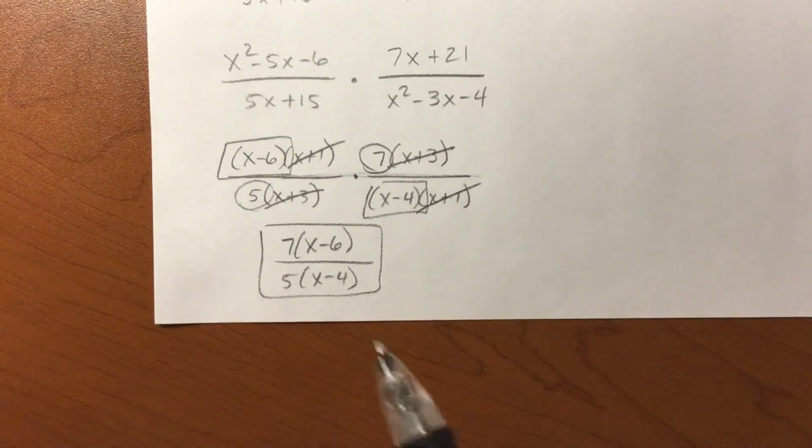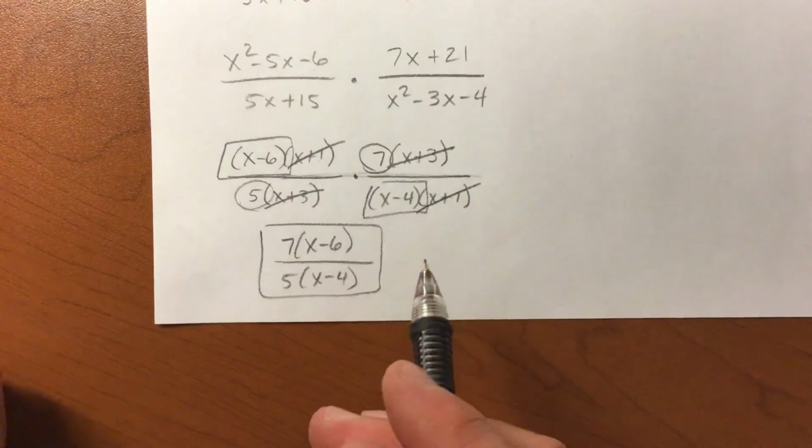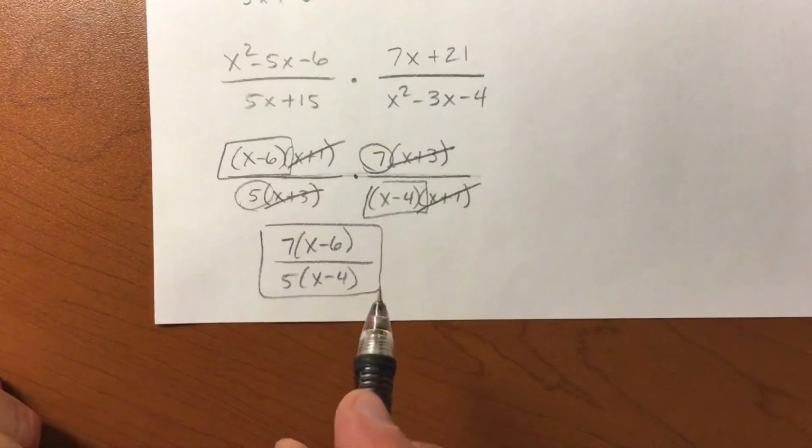So when you're simplifying, or when you're multiplying or dividing fractions or rationals, then you're looking to do it this way.